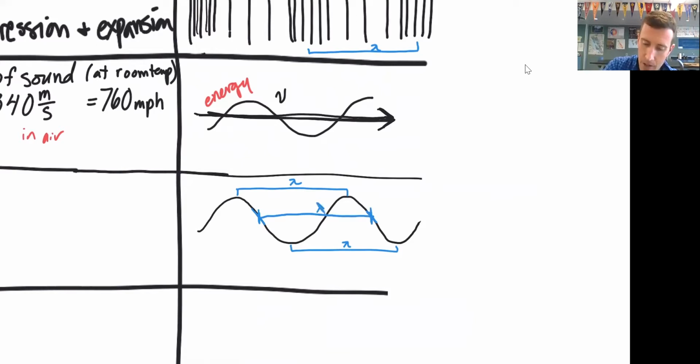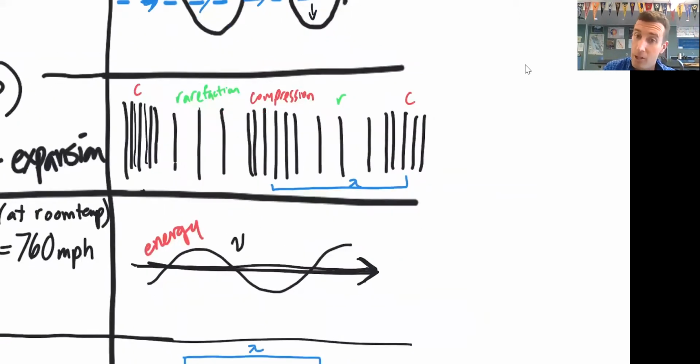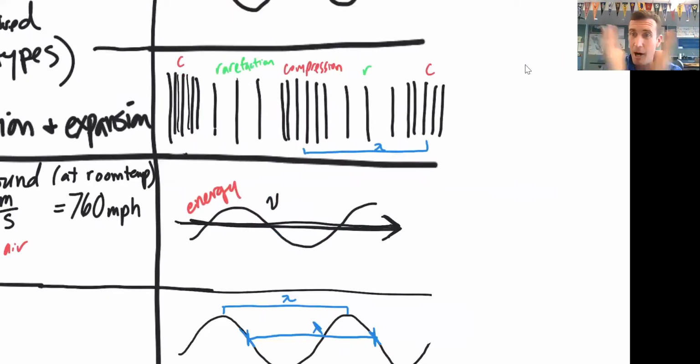And then I've also drawn a wavelength up on my compression rarefaction longitudinal wave. So that would be from compression to compression. It's the same idea. It's just here I've represented it as high point to high point, and here I've represented it as dense, higher pressure point to higher pressure point, compression to compression. All right.